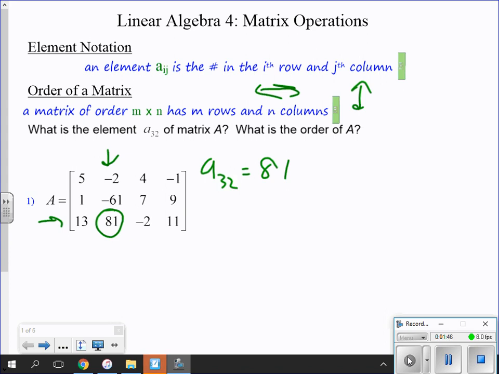And what is the order of matrix A? Well, I have 1, 2, 3 rows and 1, 2, 3, 4 columns. So that's a 3 by 4 matrix. And the order of the matrix is important when you're adding and subtracting matrices.